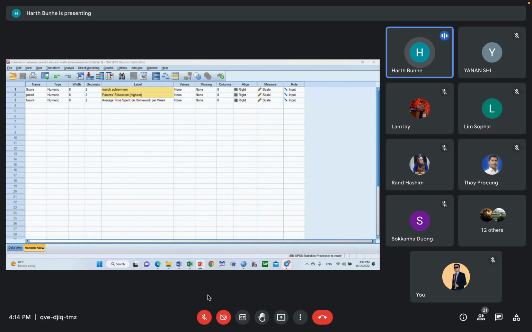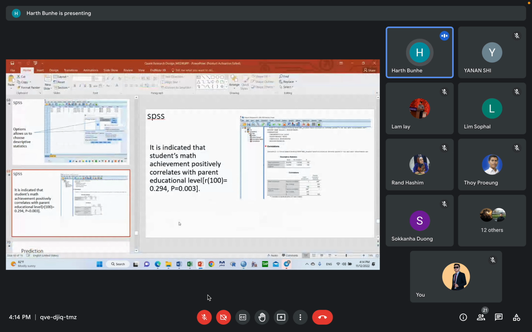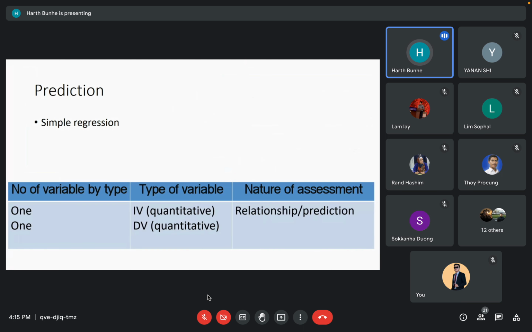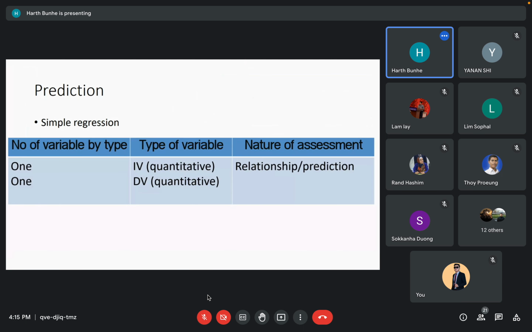So I would like to go to the last technique. It's talking about prediction, or sometimes we call it regression. In general view, we call it prediction, but in SPSS, it is called regression. So the same thing that we need to be aware of with the two variables here: you need to identify which one is IV and which one is DV.